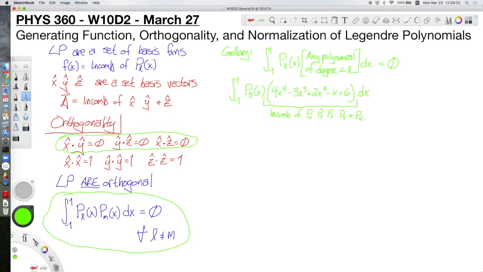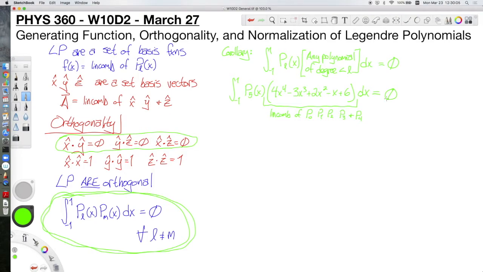And then we could split this integral up. So we would have an integral from -1 to 1 of P5 times just the P0 terms. Well, because of our orthogonal relationship between the Legendre polynomials, the integral of P5 times P0 is 0. And the integral of P5 times P1 is 0. And P5 times P2 is 0. And so on up to P4. So this would be 0.